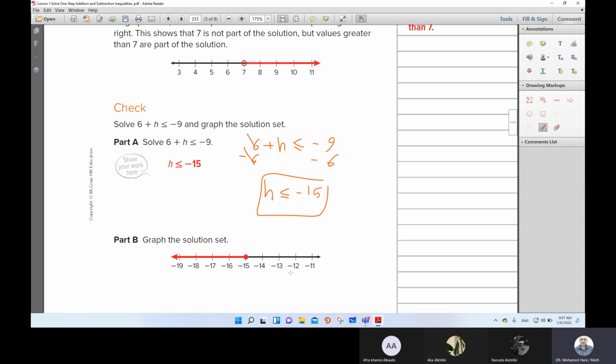So when you want to draw the number line, represent -15 on the number line. Then as you see here in the sign, we have equal. When you have equal in the sign, it means draw a solid circle. Then the values of h less than -15 means from -15 and before -15, the direction toward the negative side, to the negative infinity. Okay? Okay, Noura?